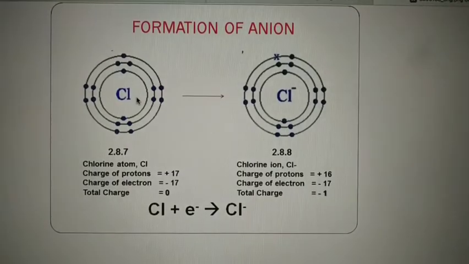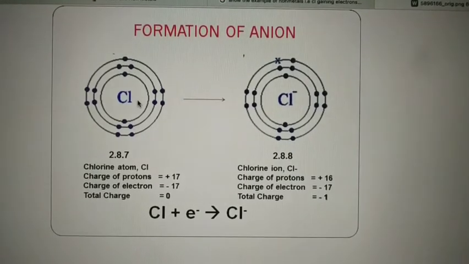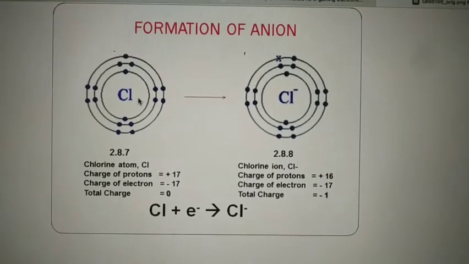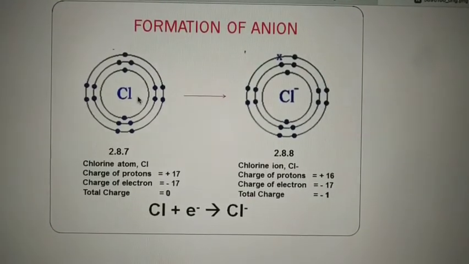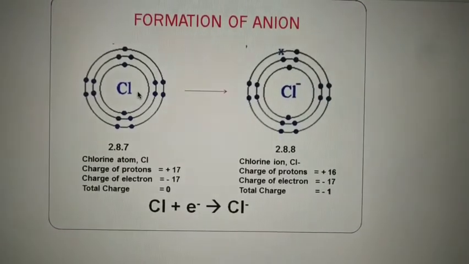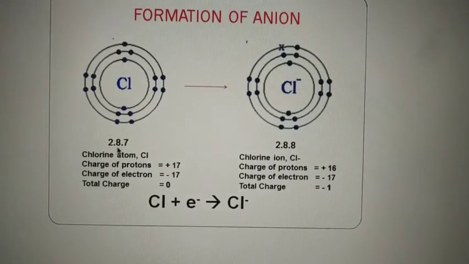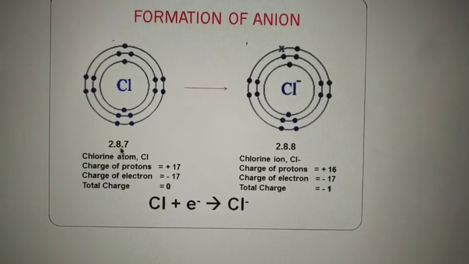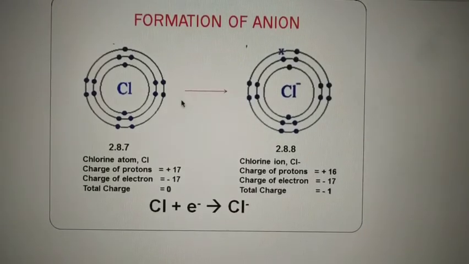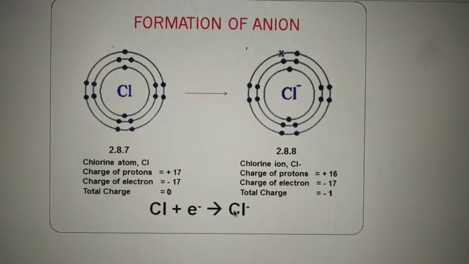So basically non-metals have a tendency to accept electrons and form negatively charged ions, and we call them anions. So anions are what? Ions carrying negative charge. So you can see here chlorine, Cl, what is its electronic configuration? 2, 8, 7, that is 17 electrons and protons. Now it can gain electrons. Okay, see, Cl plus electron will give Cl minus.